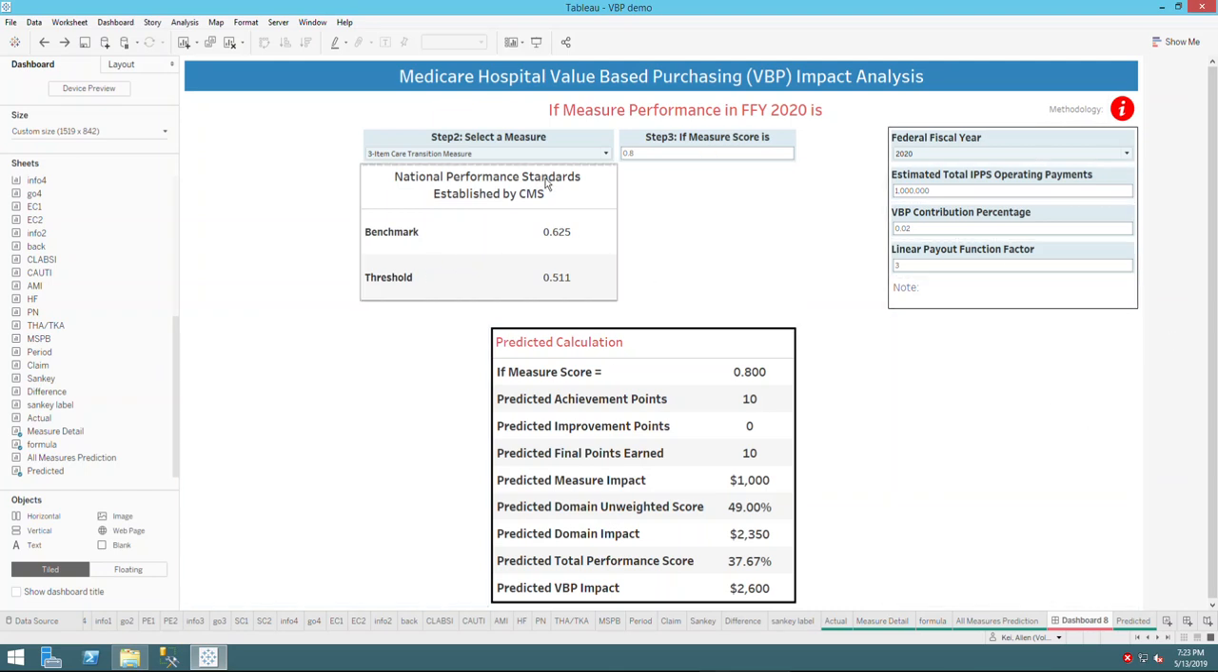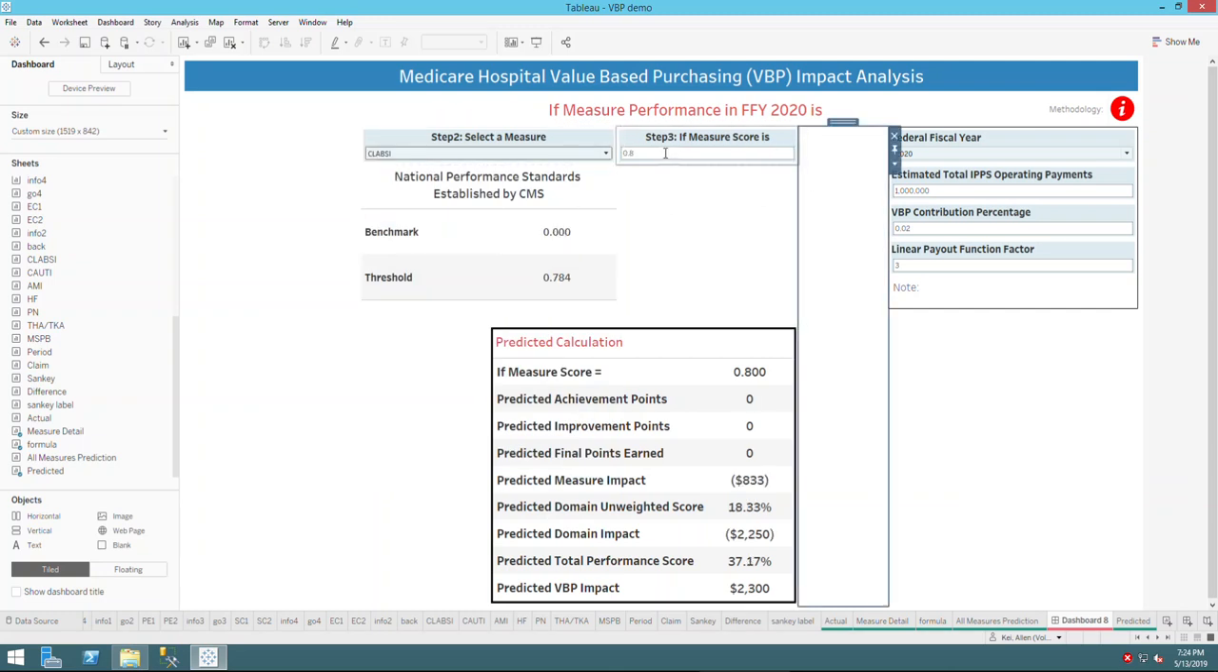First of all, let me demonstrate the function of this calculator. For example, let's take a look at CLABSI. In this program, CLABSI is the CLABSI SIR from the NHSN. For this measure, lower is better, since lower infection means better performance. As I switch to CLABSI, the measure score is just the observed SIR. For example, I have a 0.8 SIR for this CLABSI, and you can see that my measure impact is actually negative 0.33.